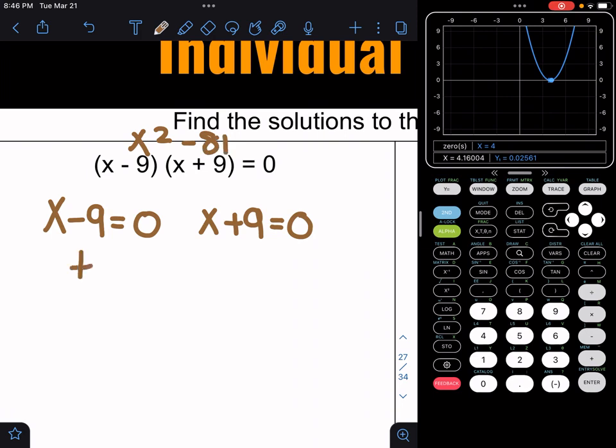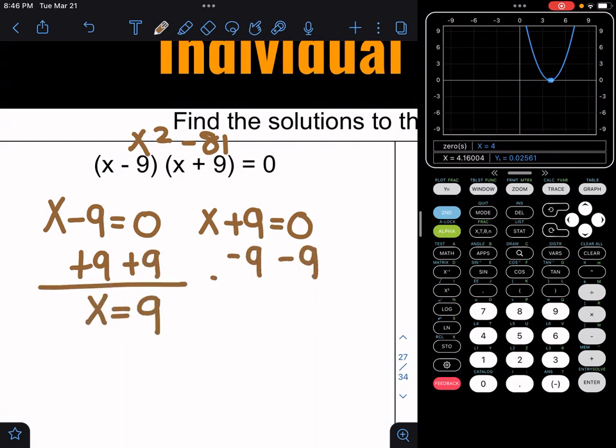So for the first one, we're going to add 9 to both sides. We would get x equals 9. And for the second one, we would subtract 9 from both sides. We would get x equals negative 9. So our answers are x equals negative 9 and 9.